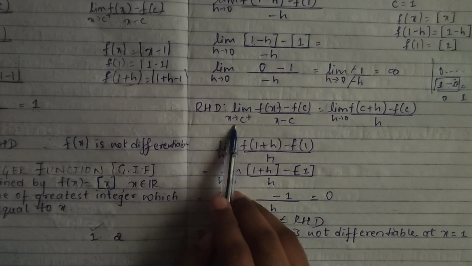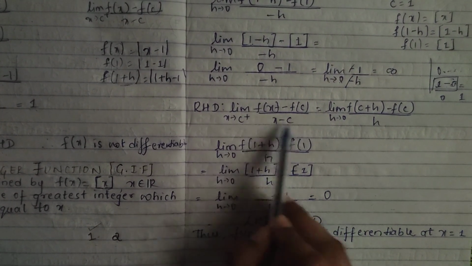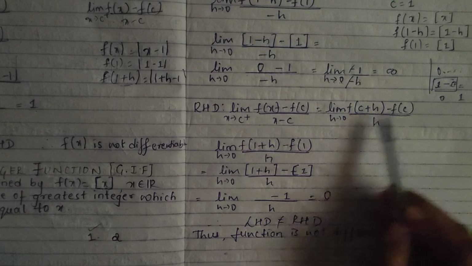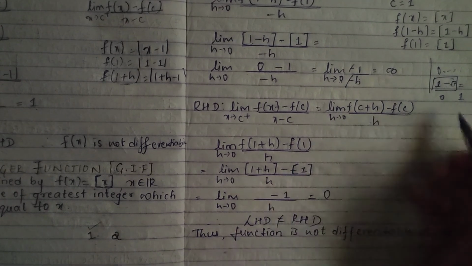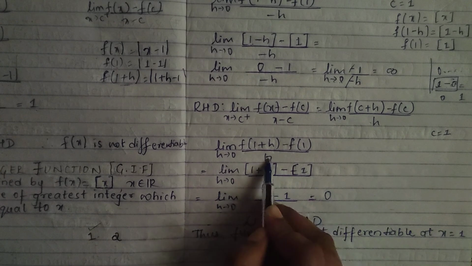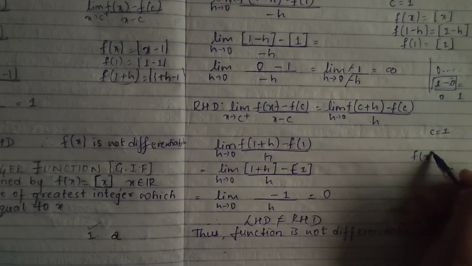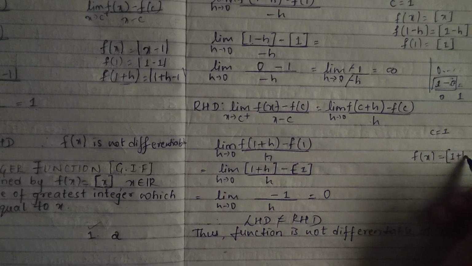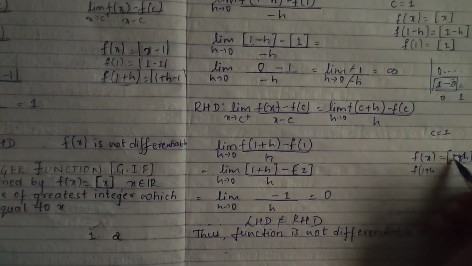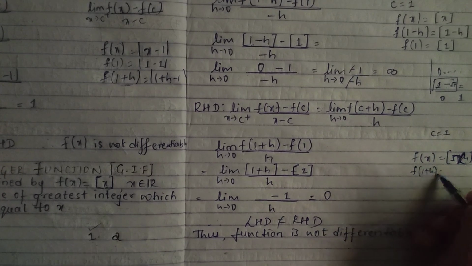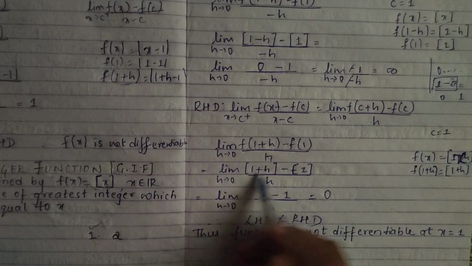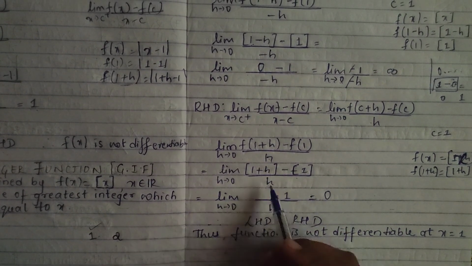Same case with RHD. RHD, what is your definition? Limit f of x minus f of c, whole divided by x minus c, x tends to c plus, meaning your x will be c plus h, minus f of c, whole divided by h. So what is your c value here? 1. So it will be 1 plus h minus f of 1, whole divided by h. F of x is x, sorry, it is the greatest integer of x. So f of 1 plus h will be the greatest integer of 1 plus h, and f of 1 will be 1, whole divided by h.